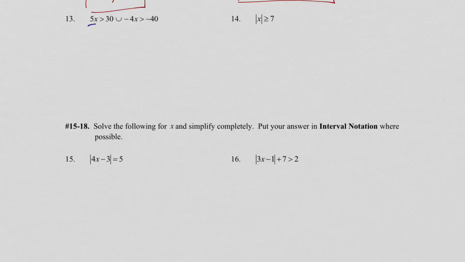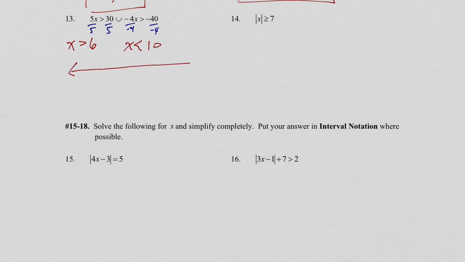On this first one, we're going to divide each side by 5, and we're going to get x is greater than 30 divided by 5 is 6. On this next one, we're going to divide by negative 4. Remember, when you divide by a negative number, the inequality flips directions. Negative 40 divided by 4 is positive 10.